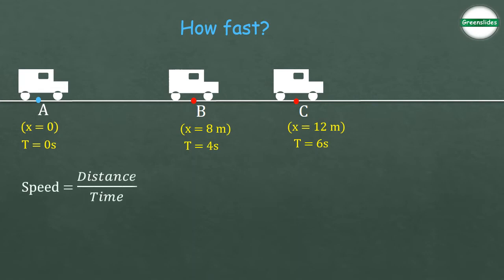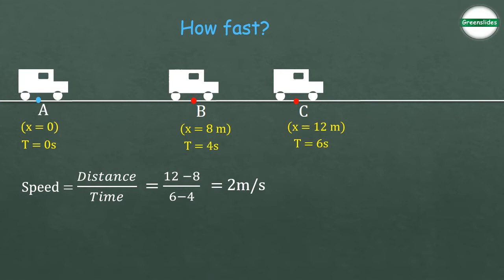We have a very basic formula. Speed is equal to distance upon time. And if we place the values, we get an expression something like this. Finally, we get the result as 2 meters per second. Not a big task, very easy.